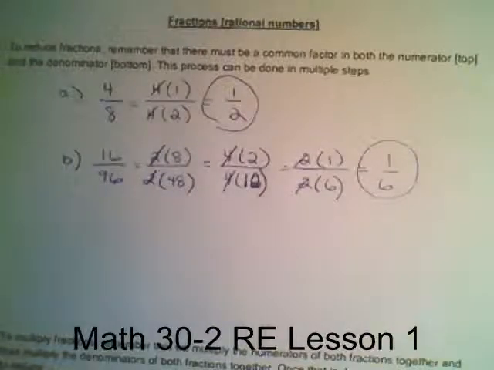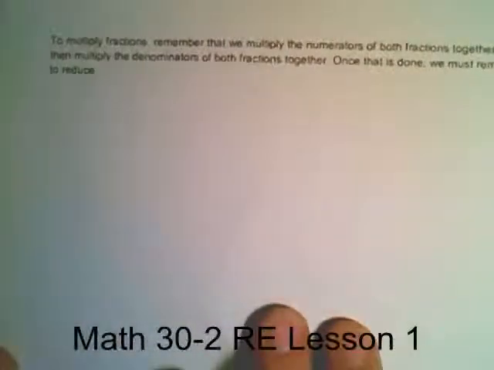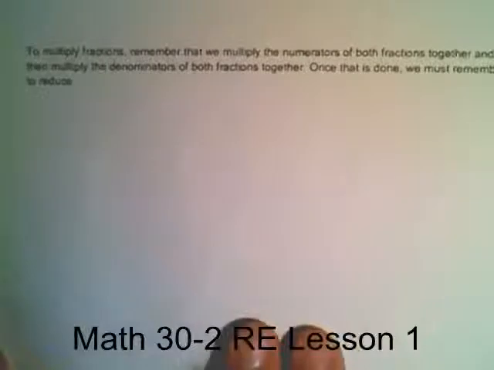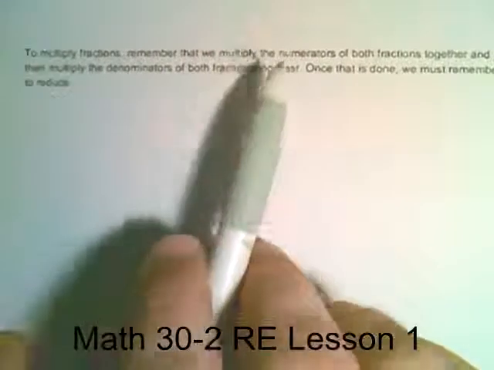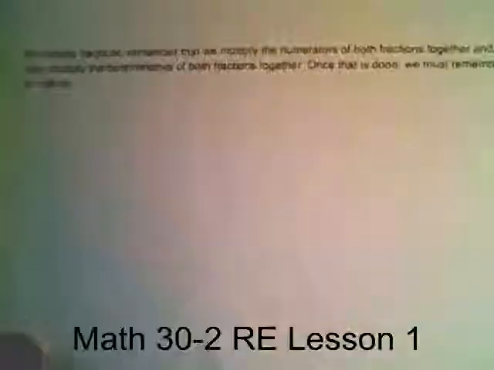With that one there, that's reducing fractions, so hopefully you remember that. We'll be reducing fractions repeatedly throughout this. Now, multiplying fractions. If you have to multiply fractions, remember that you multiply the numerators, then you multiply the denominators, and then you reduce what's left. And that's what happens there.